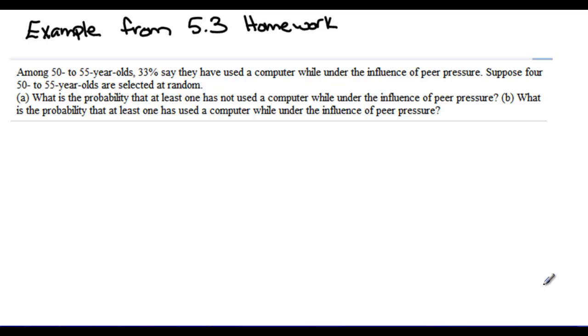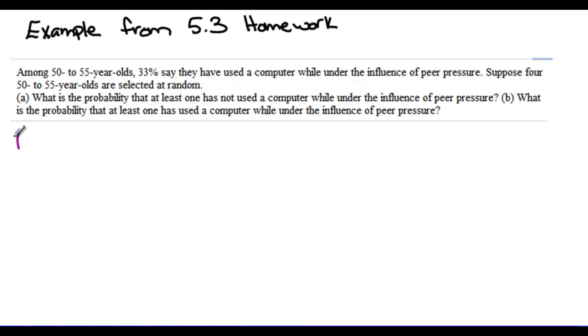We want to find the probability that at least one has not used a computer while under the influence of peer pressure for the first part, and then we want to find the probability that at least one has used a computer while under the influence of peer pressure. So this is a little bit confusing, so let's organize our information first.